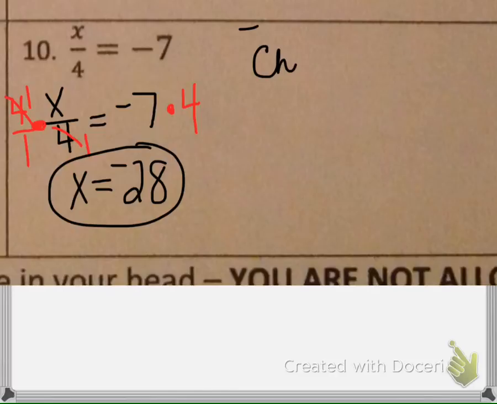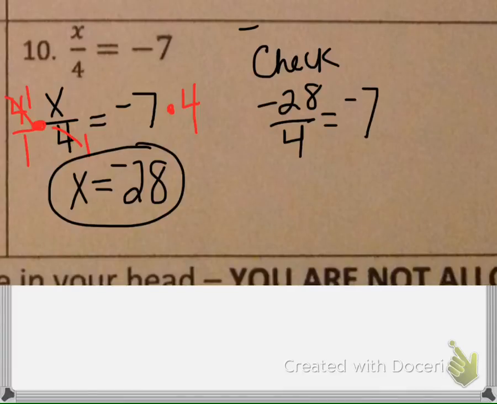Okay, let's do my check. Negative 28 divided by 4. I have 1 negative, so my answer is negative. 28 divided by 4 is 7, and that works out.